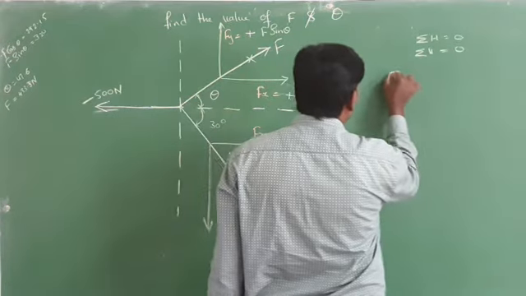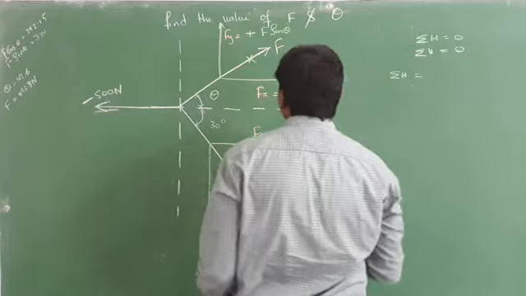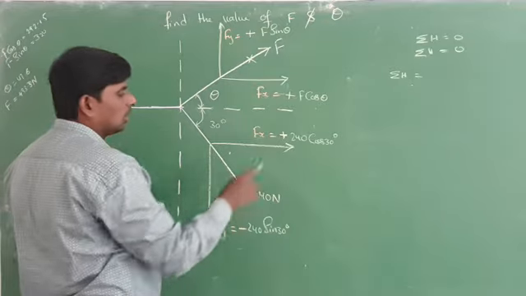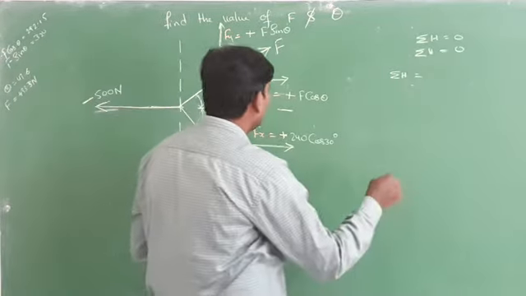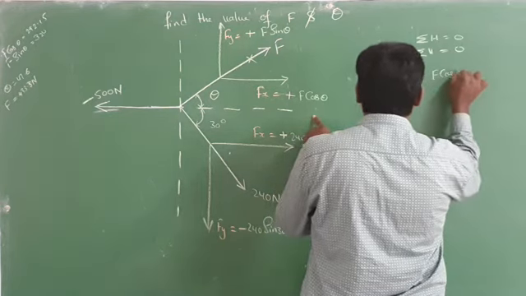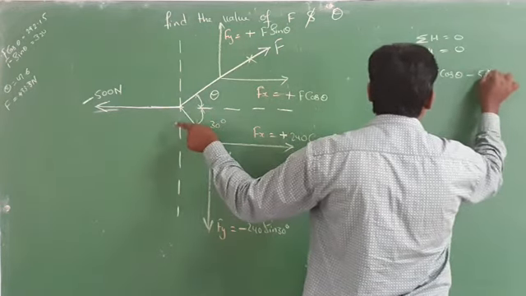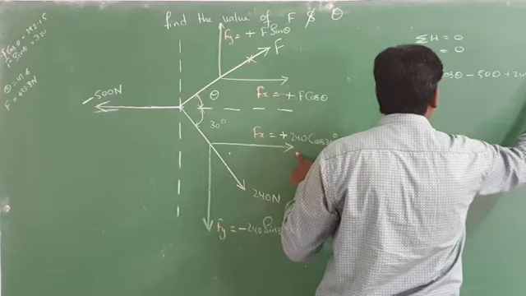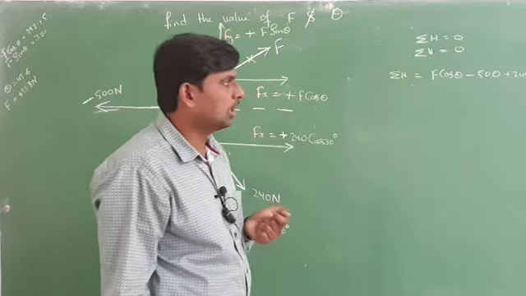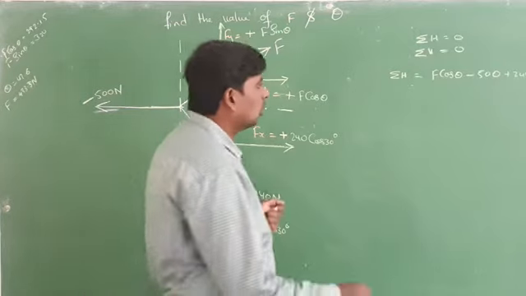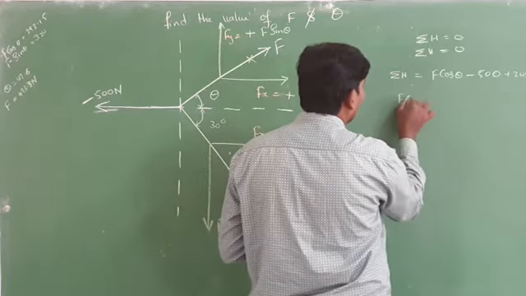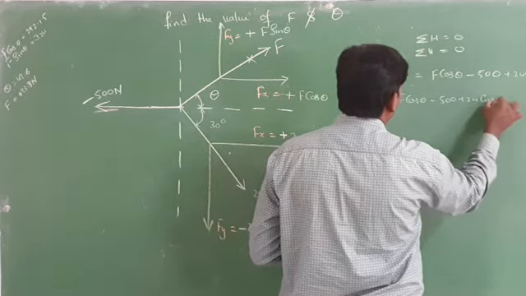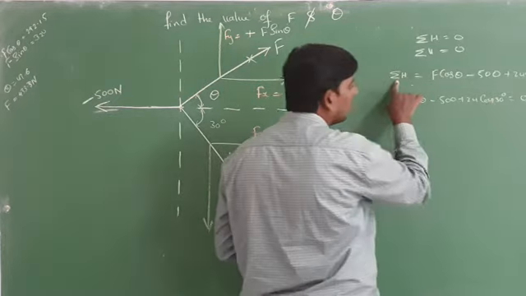So, for the sum of horizontal forces, let me check how many horizontal forces there are. The first is F cos theta, the second is minus 500, and the third is 240 cos 30. So I will write F cos theta minus 500 plus 240 cos 30 degree. The sum of horizontal is equal to 0, so F cos theta minus 500 plus 240 cos 30 equals 0.